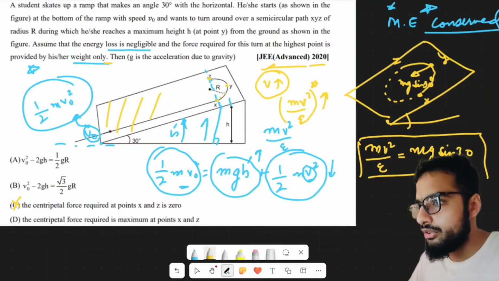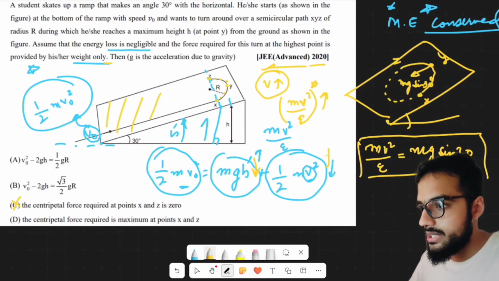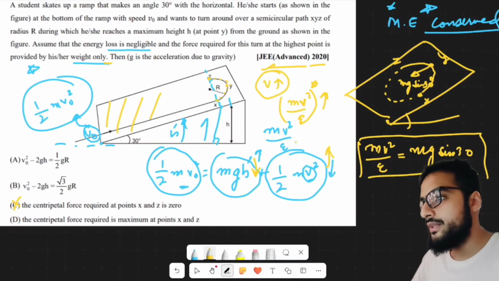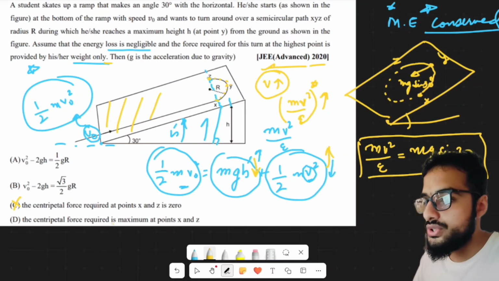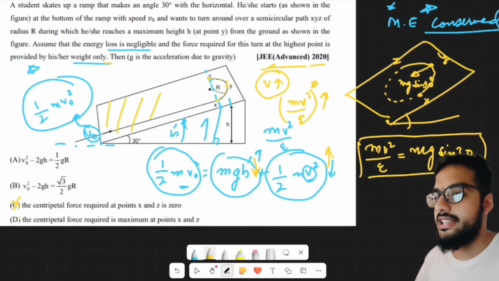We are talking compared to any point other than x and z, because x and z points in this circular trajectory have the least height. If they have the least height, this will be the maximum for them. Velocity will be high. So this option is indeed correct. The centripetal force required is maximum at points x and z.